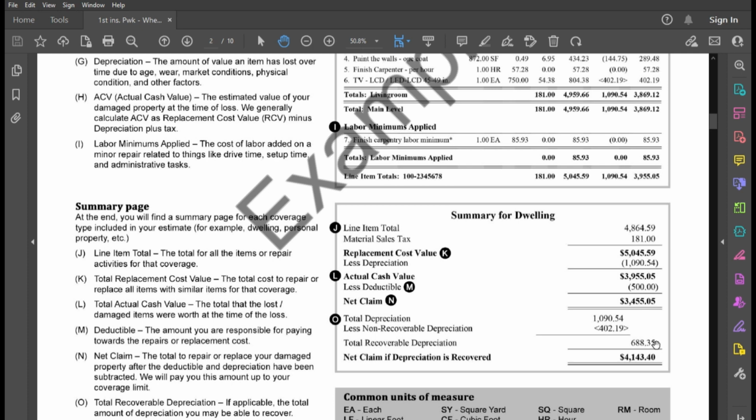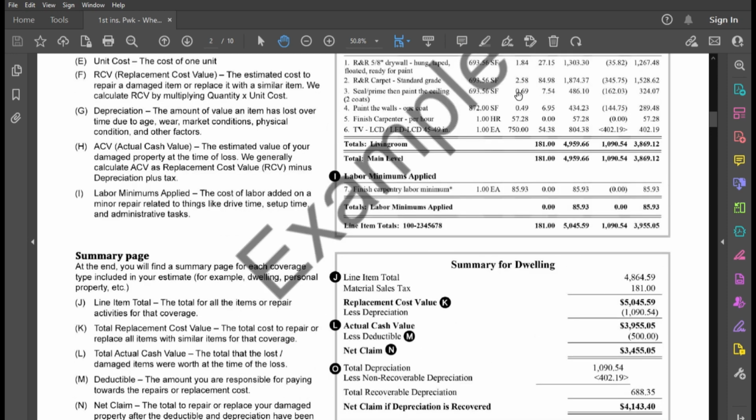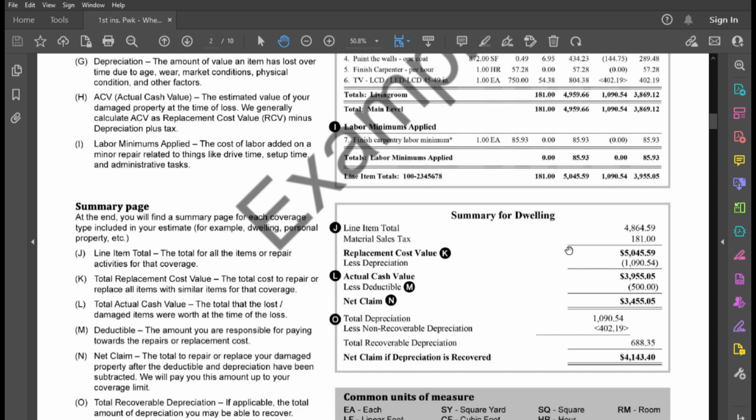So your net claim, if depreciation is recovered, this is what the total liability is for the insurance company. After they take out your non-recoverable depreciation, after they take out your deductible, that's the maximum amount that they're going to pay based on these line items. Okay. Now this is going to change. Any contractor worth their salt is going to know how to go over and get money out of the insurance company to get the work completed.